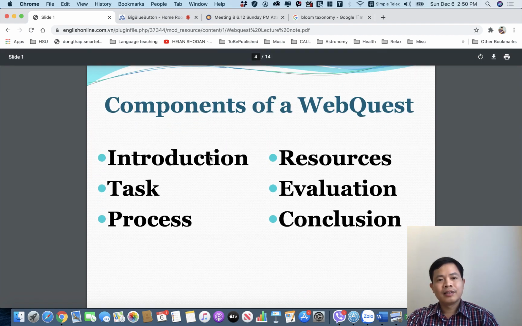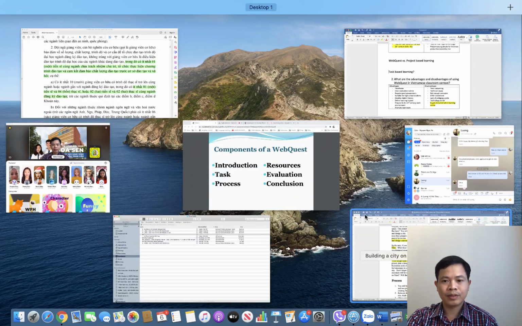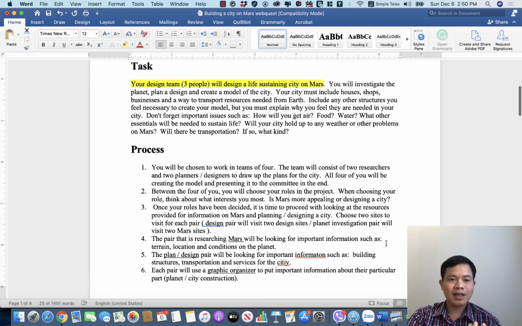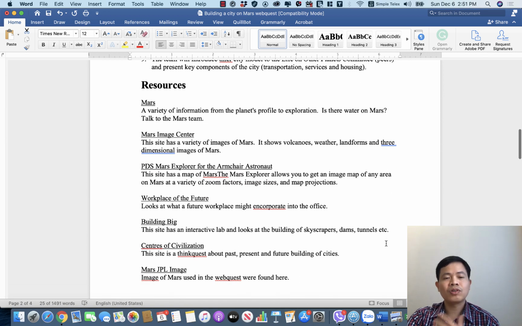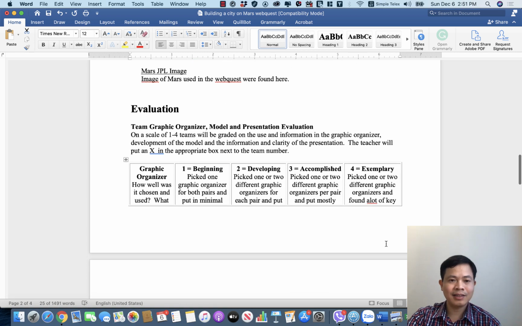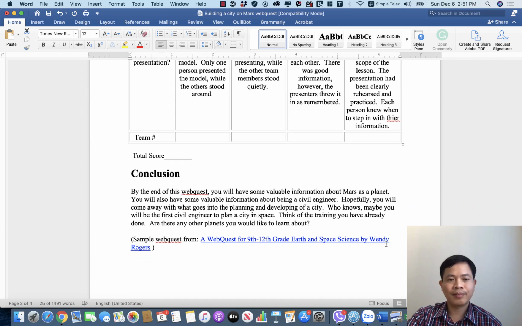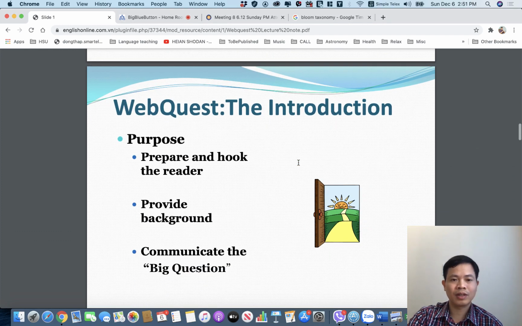Yeah. So these are the 6 components of a WebQuest. I think everybody should be clear about it. So we have the introduction, the task, and then the process in which the steps for completing the project are given for students, and then resources in the form of internet links, and then evaluation that is always in the form of a rubric. We will have a hands-on activity in which you need to create a rubric like this, and lastly there will be a conclusion for summing up all the things that the students have done.